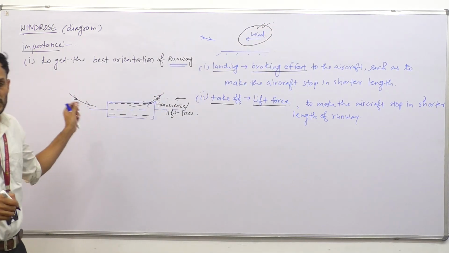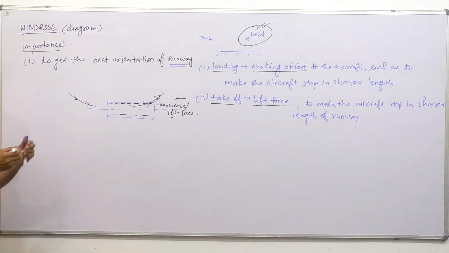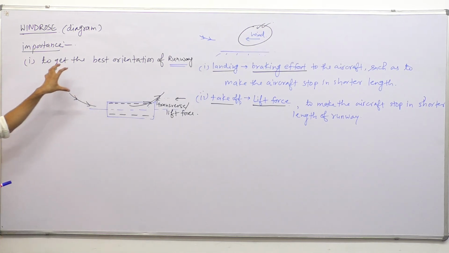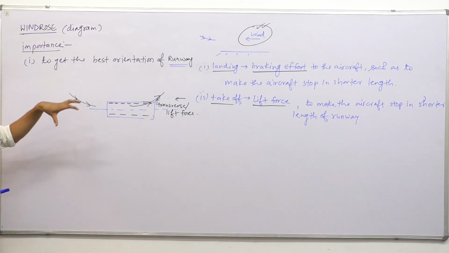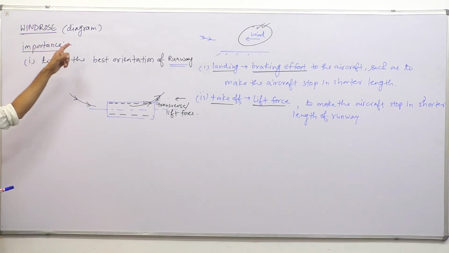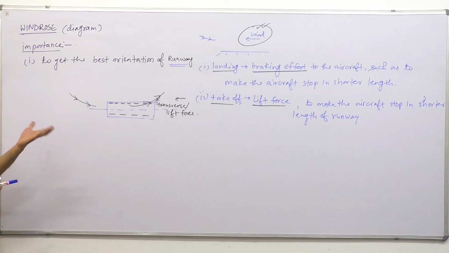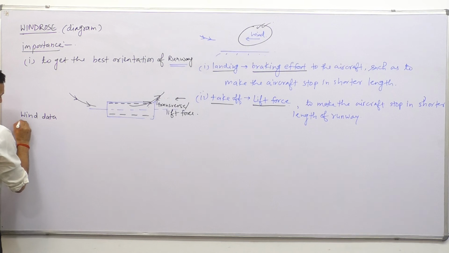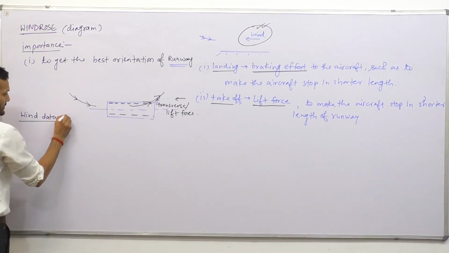For that purpose we are making the data of wind in a graphical way, and that graphical way is referred to as the windrose diagram. So the data of wind is collected and represented in a way. The data which is actually used is of three types. The data is threefold.